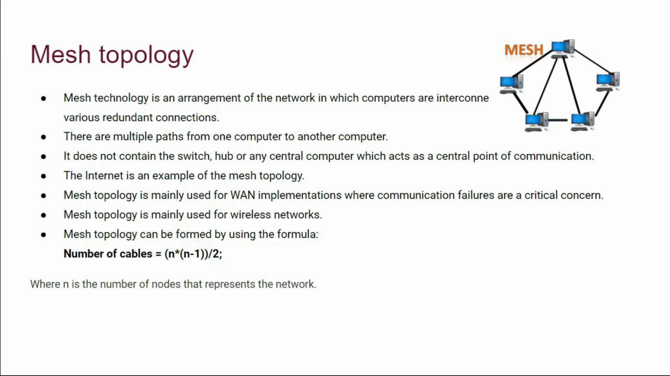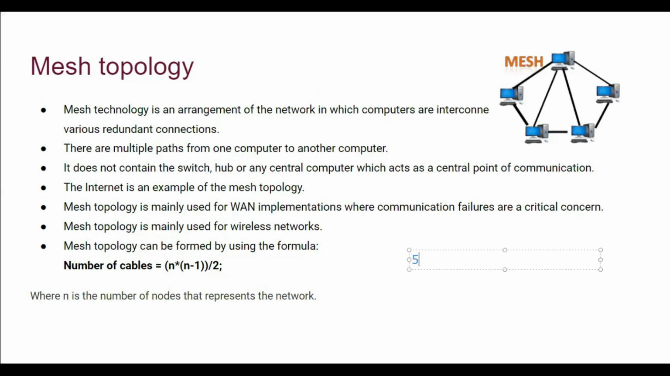Number of cables: if you have five computers, how many connections are needed? You can calculate with this formula: N into N minus 1, divided by 2. For example, with 5 computers, 5 into 5 minus 1 is 5 into 4, which is 20, divided by 2 is 10. Then you will have 10 connections. So that is the number of cables you need: 10 cables for 5 computers. N represents the number of nodes, the computers.